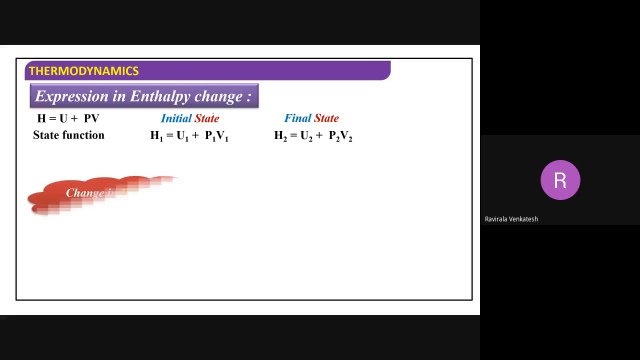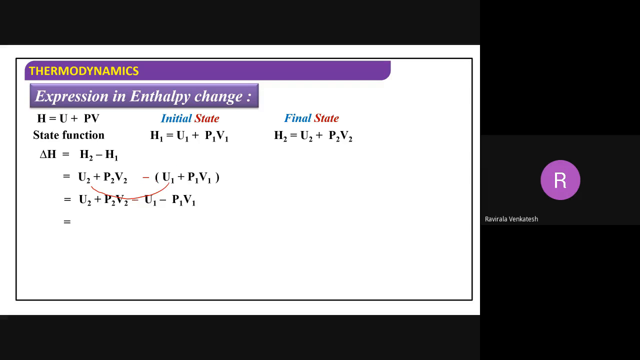Now what is the meaning of delta H, beta? Change in the enthalpy can be given by delta H. That is equal to H2 minus H1, final minus initial. H2 is equal to U2 plus P2 V2, minus H1, which is equal to U1 plus P1 V1. Then what do we get here? You take U1 and U2 on the same side.